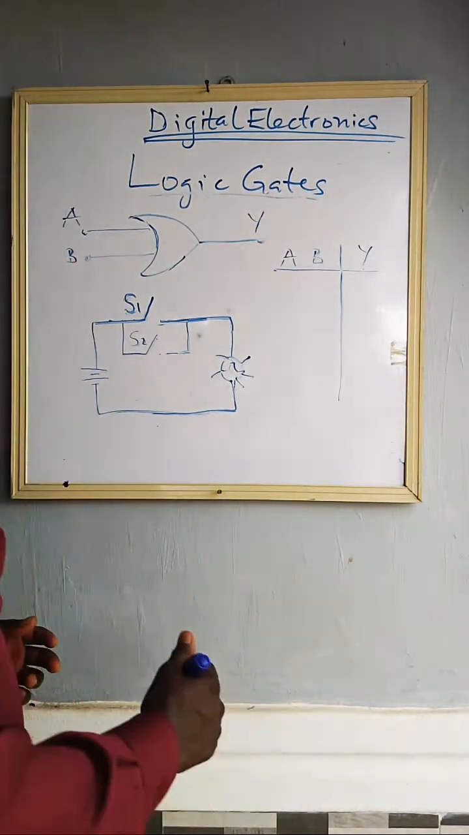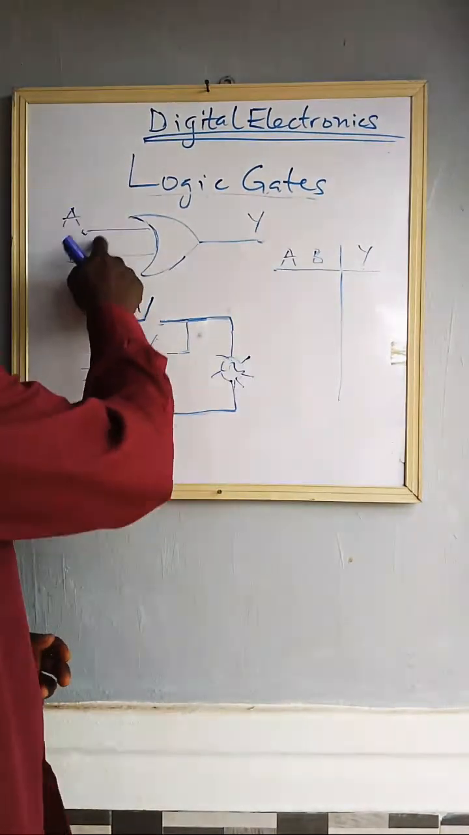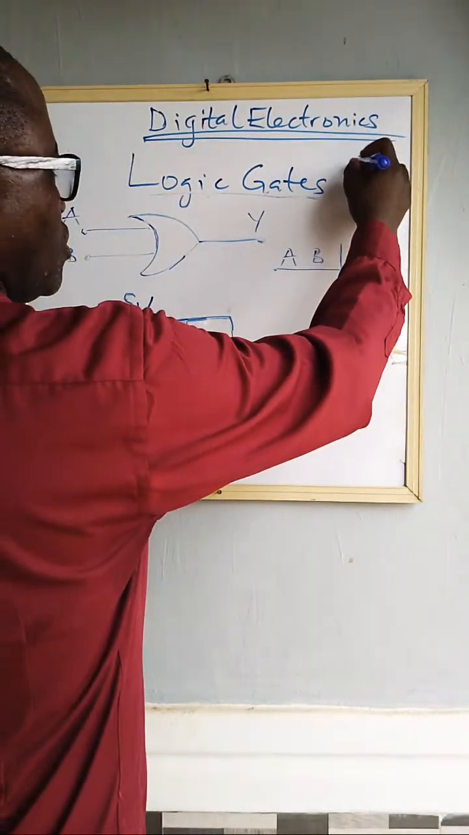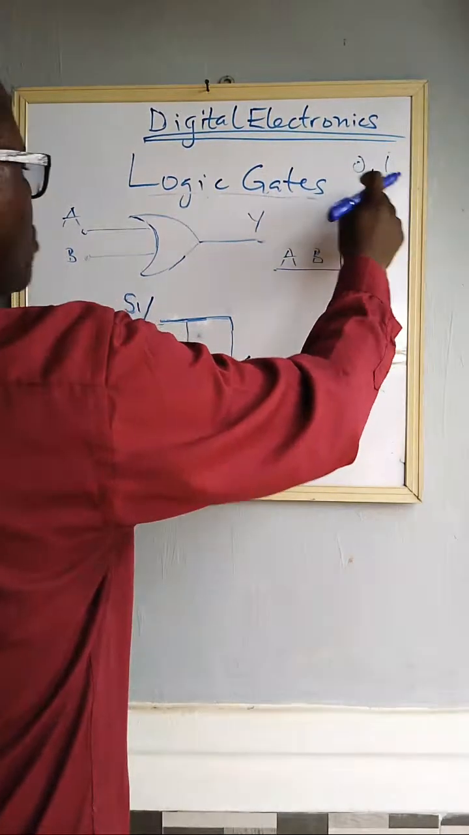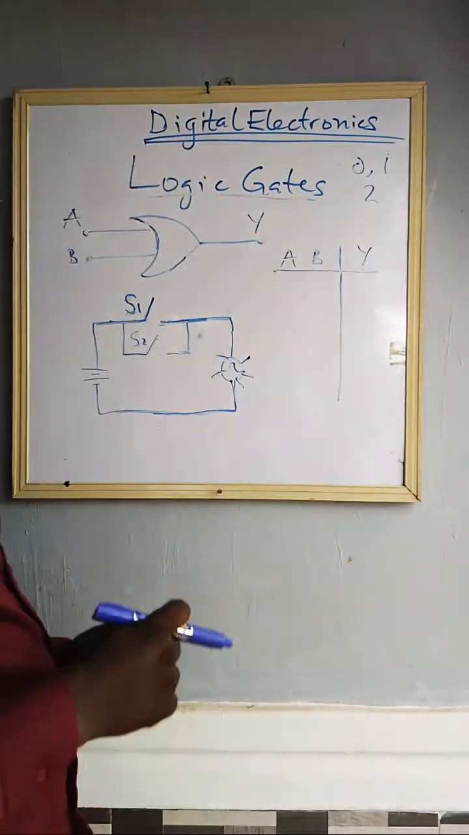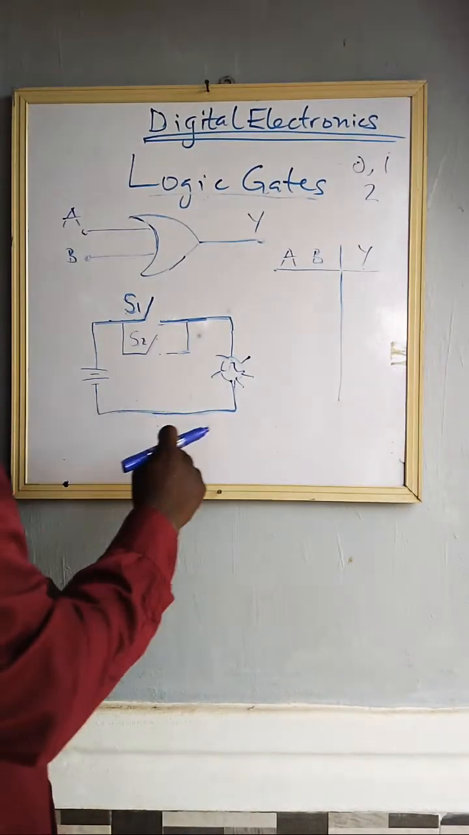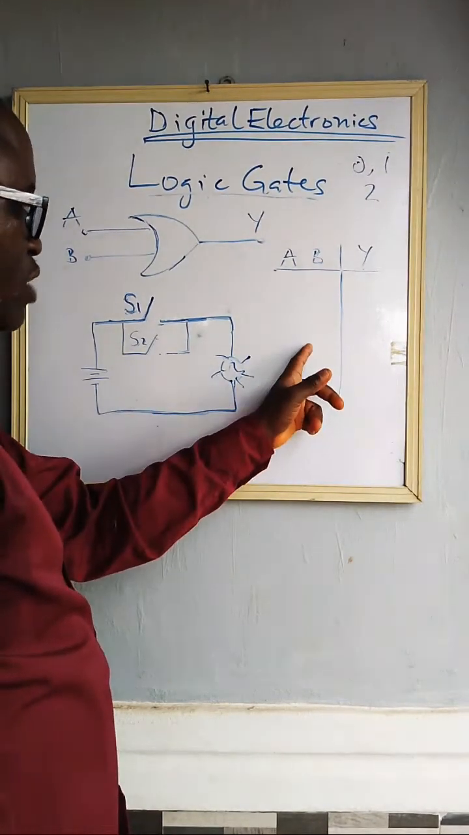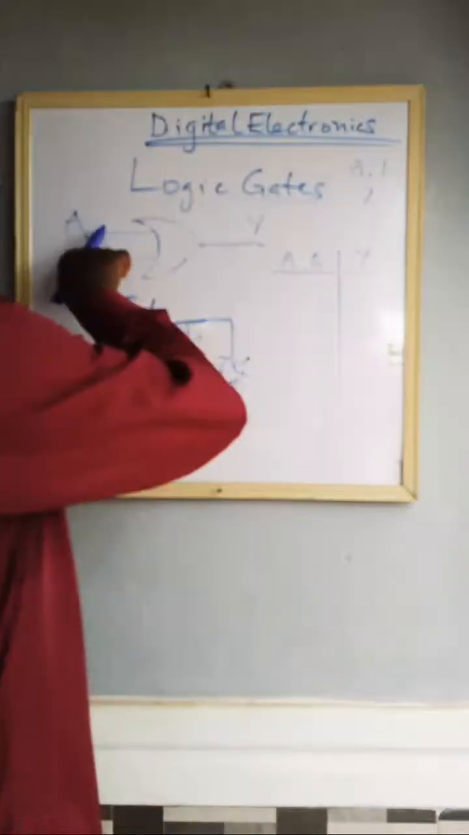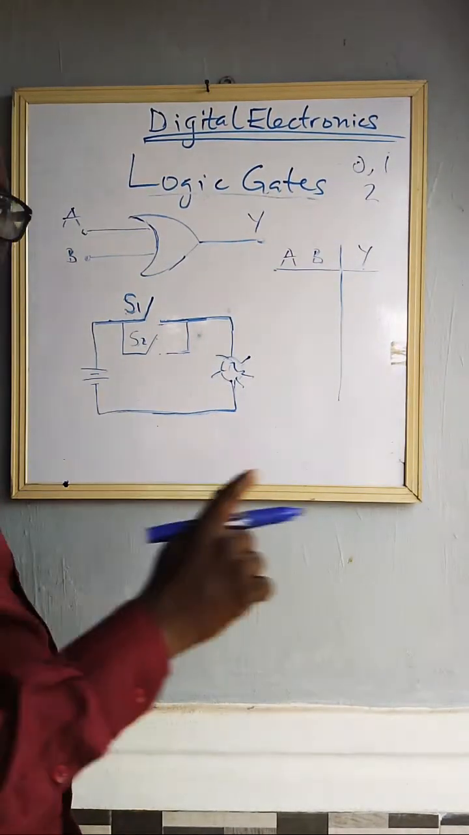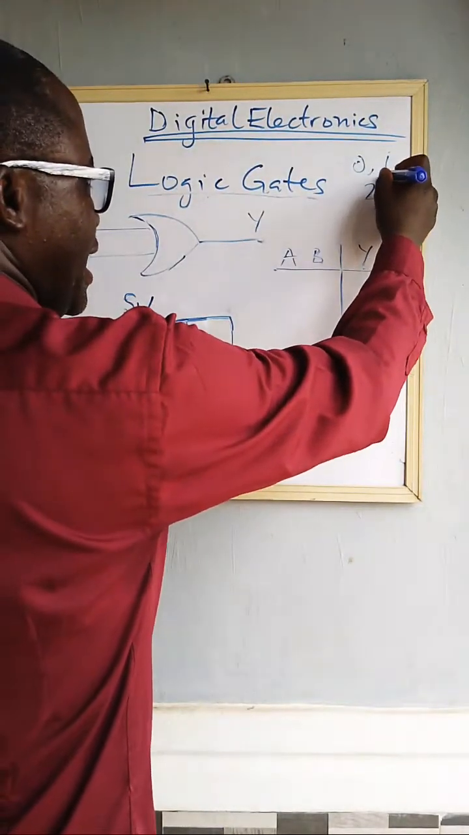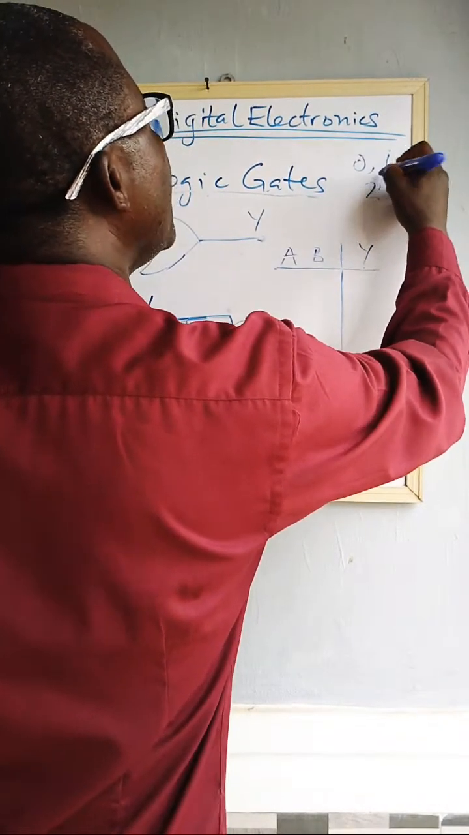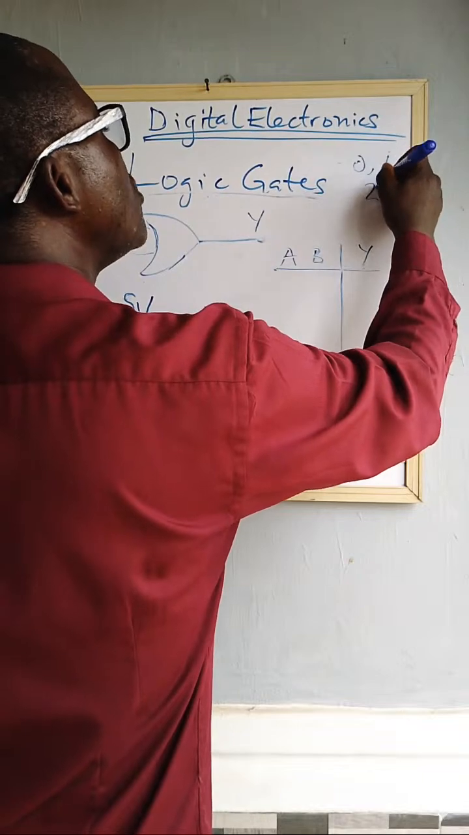Those two states can be raised to the power of the input to the gate or to the circuit. So 0 or 1, two states, raised to the power of the inputs. Here we have two inputs. So the possible combinations that we have here will be 2 raised to the power of the number of inputs. That is 2 raised to the power n, where n here is the number of inputs. I'm very sorry for this marker. Okay, 2 raised to the power n.